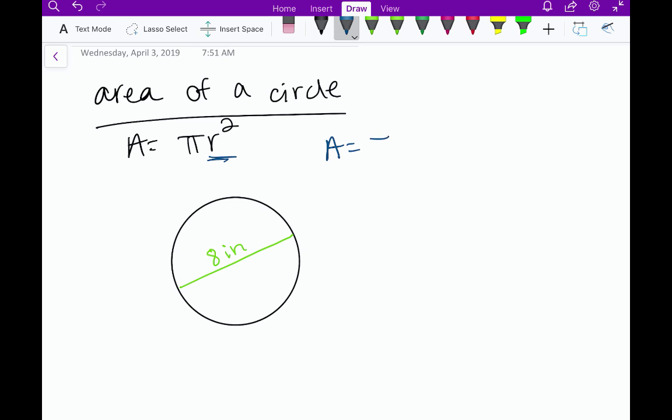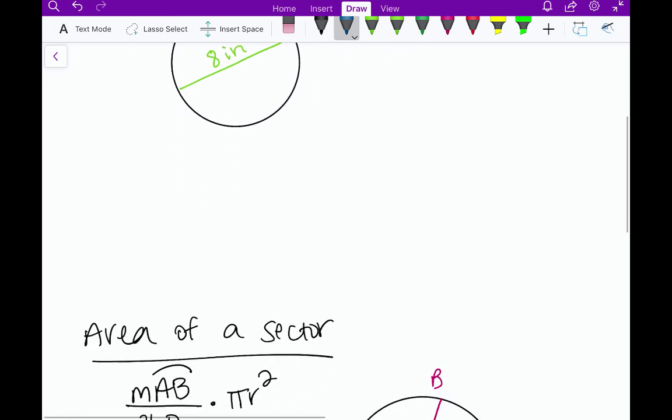So my area is going to be equal to pi times 4 squared, because the radius is 4, which is equal to 16 pi. Again, leave your answer in terms of pi, simplify everything else around it. So area of a circle is really as simple as that. Make sure you know how to square numbers and leave your answer in terms of pi, and make sure you're using the radius and not the diameter.